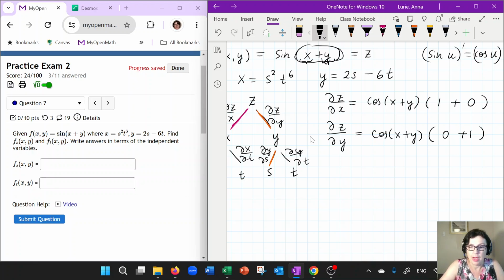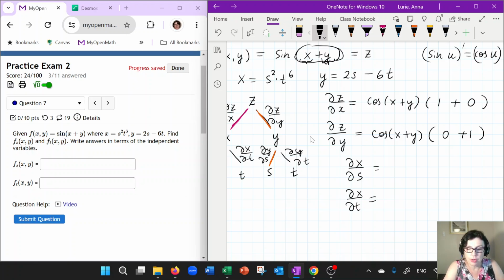Now let's take a look at the partial derivatives of x with respect to s and also x with respect to t. Now here we have a very important distinction. We've got a product of two terms. We have only one term, but it's a product of two terms.